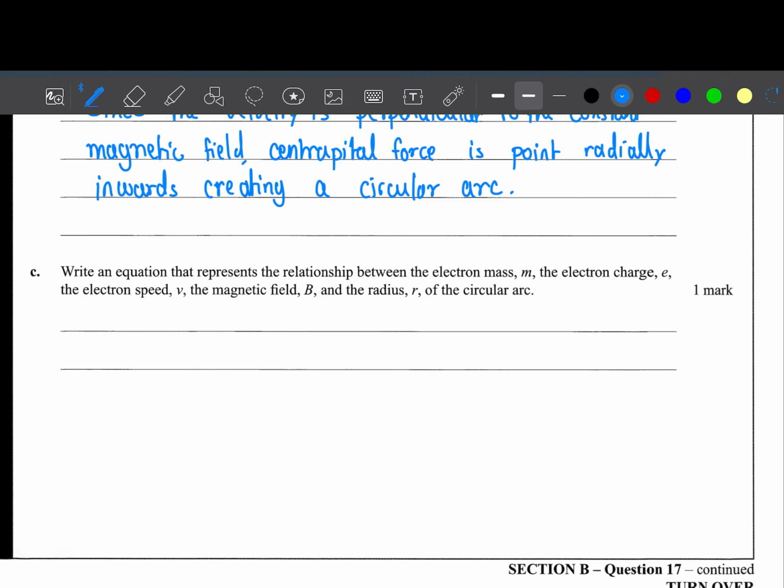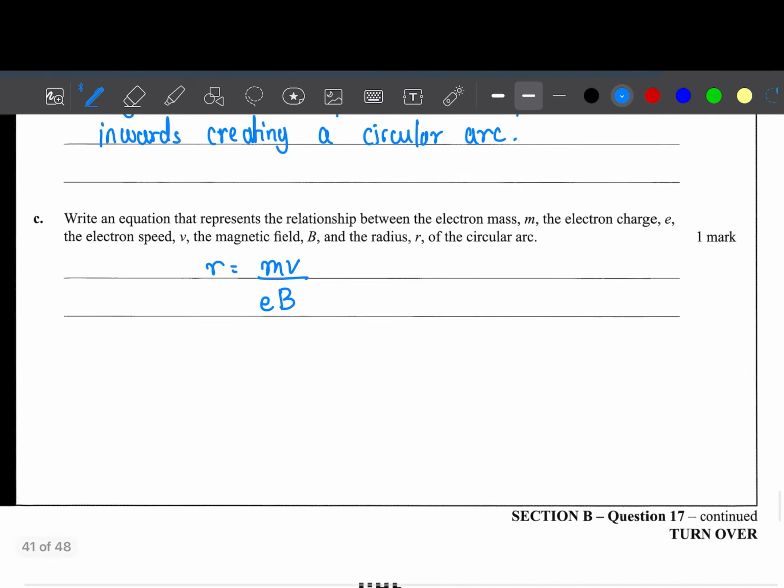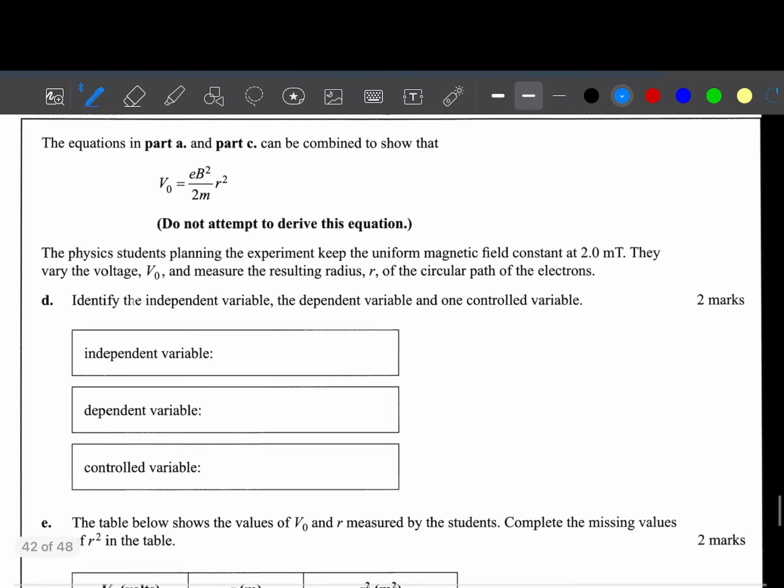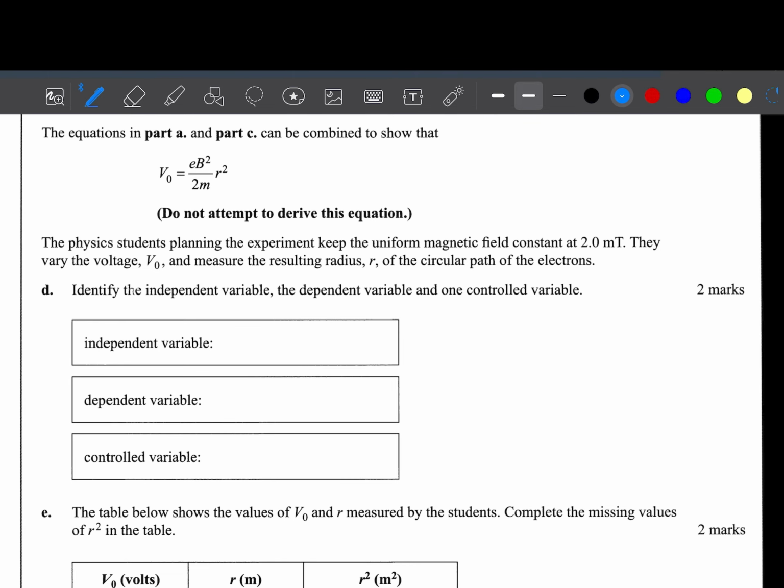Write the equation that represents the relationship between the electron mass, the electron charge, the electron speed, the magnetic field, and the radius of the circular arc. It is going to be r equals mv on eB. The equations in part A and part B can be combined to show that. Do not attempt to derive this equation.